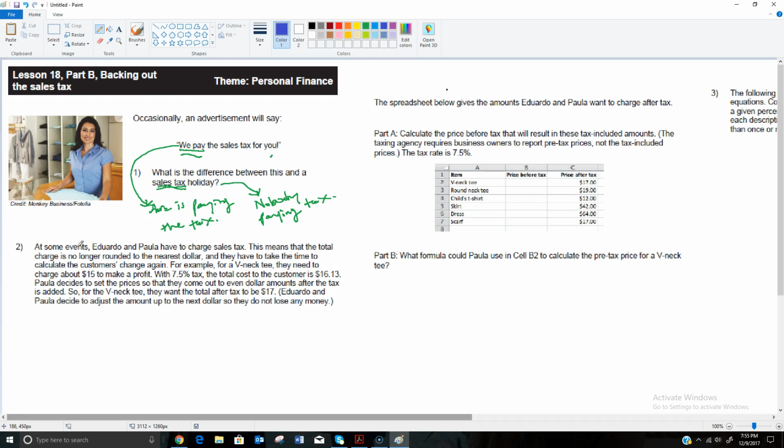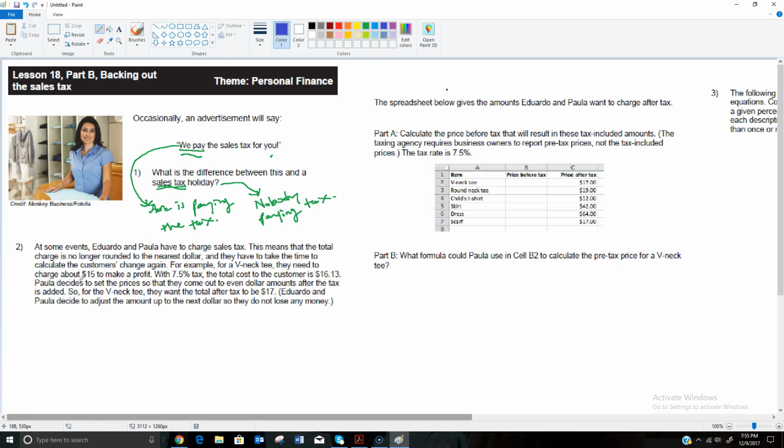Okay, so it says at some events, Eduardo and Paula have to charge sales tax. This means that the total charge is no longer rounded to the nearest dollar, and they have to take the time to calculate the customer's change again. So they had these all rounded to the nearest dollar, but then lo and behold, they had to add on this tax, and it messed it all up.